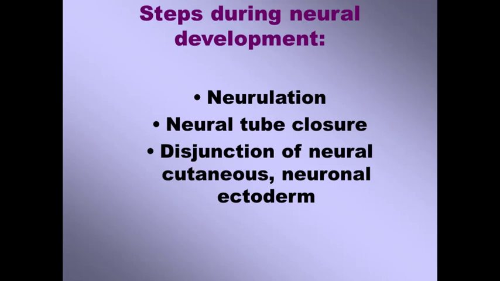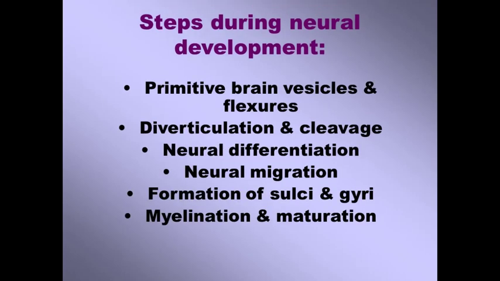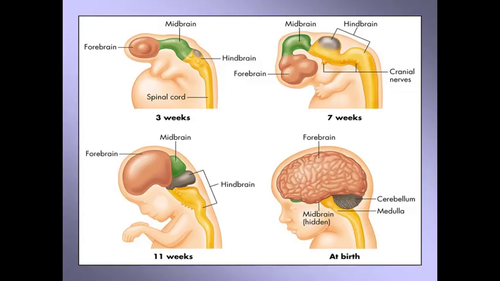During neural development, the stages are as follows: neurulation, neural tube closure, disjunction of neural cutaneous and neuronal ectoderm, primitive brain flexure, vesicle and flexure, diverticulation and cleavage, neural differentiation, neural migration, formation of sulci and gyri, and lastly myelination and maturation. At the time of 3 weeks, a simple vesicle forms the forebrain, midbrain, hindbrain.